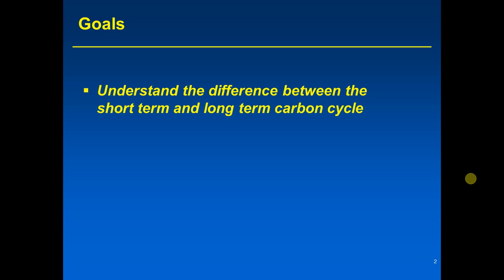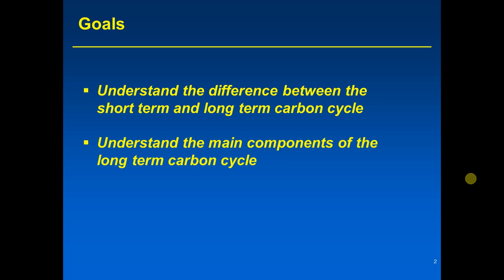So, here are a couple goals of this lecture. We want to understand the difference between the short-term and long-term carbon cycle. We want to understand how exactly the speeds are different. And we want to understand the main components of the long-term carbon cycle. There are 4 main components of the long-term carbon cycle, and we will be going into detail about them.